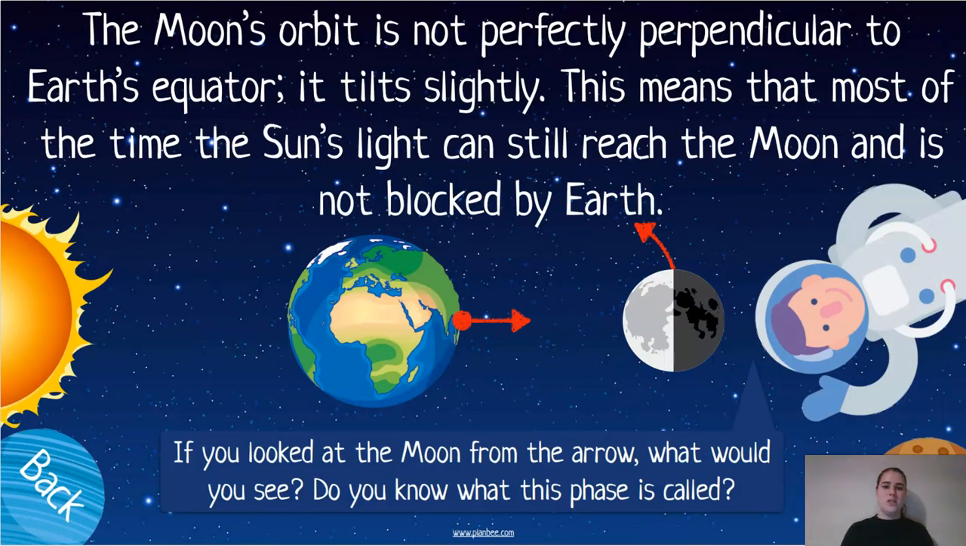Now the moon's orbit is not perfectly perpendicular. So we learned that perpendicular is where things meet. Good, it meets at a right angle. So because it's not perpendicular to the Earth's equator, obviously we know it tilts slightly, which means that most of the time the sun's light can still reach the moon. So it's not completely blocked by the Earth. So if you look at the moon from the arrow here, what do you think you could see? What would this phase be called?